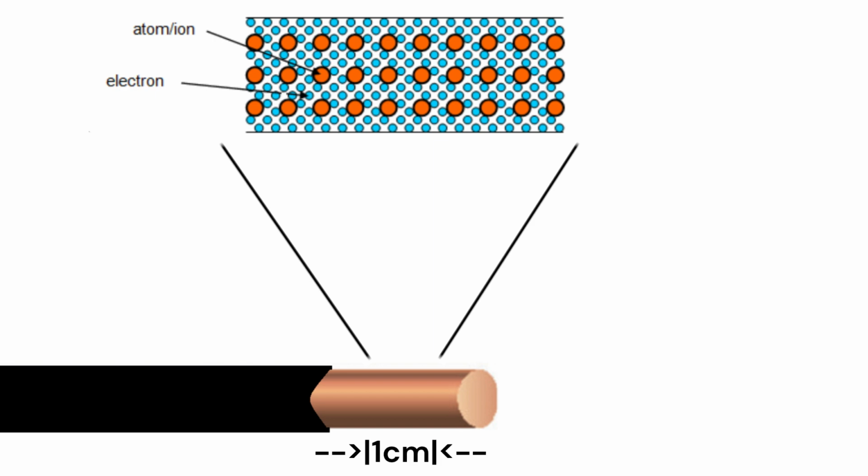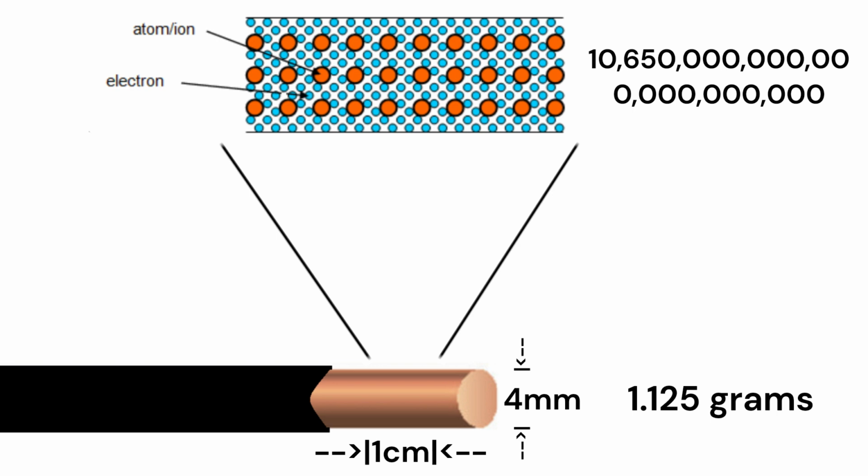A copper conductor or wire of 1 centimeter length and 4 millimeter diameter, which weighs around 1.125 grams, can contain approximately 10 sextillion 650 quintillion, or 1.065 times 10 to the power of 22 atoms. No wonder they are so tiny.